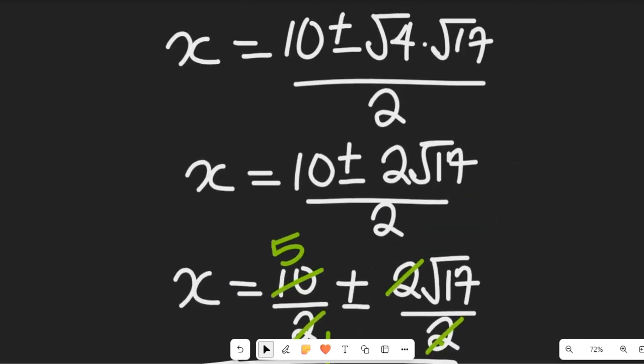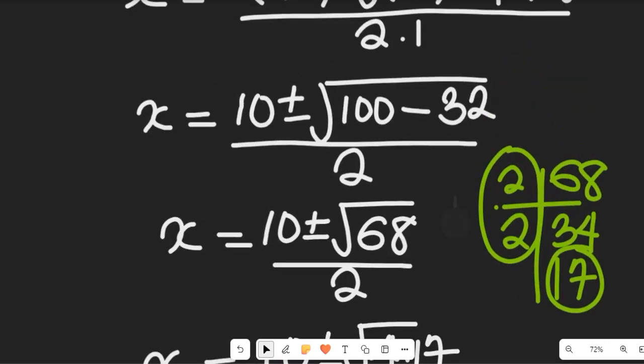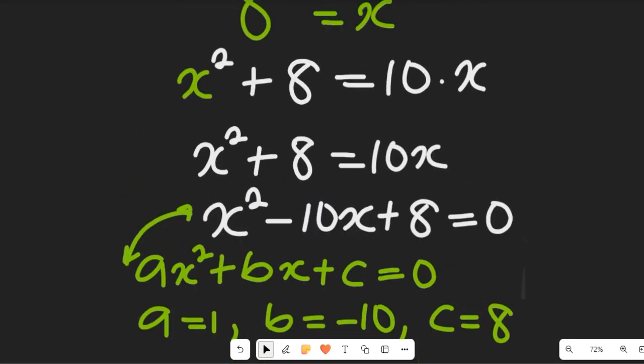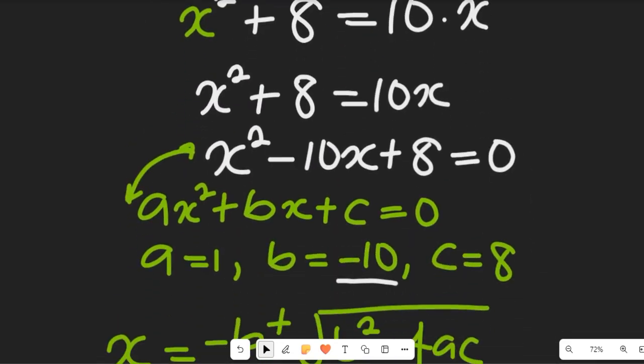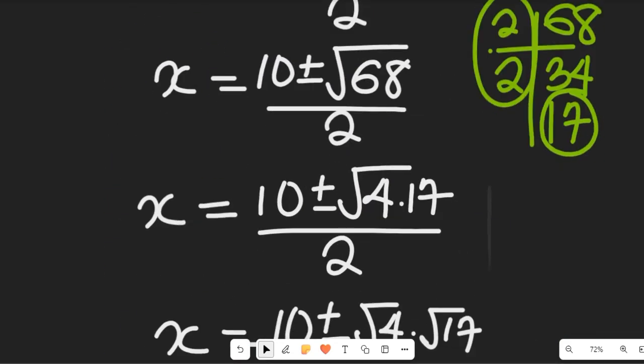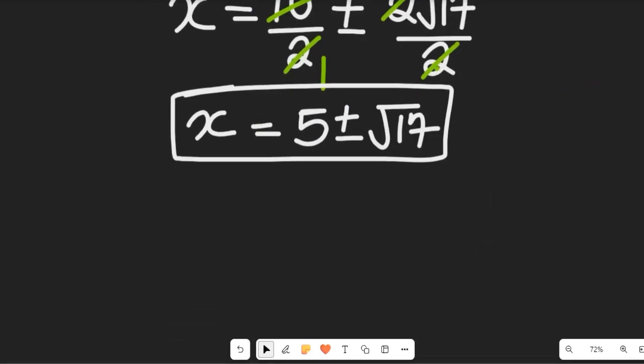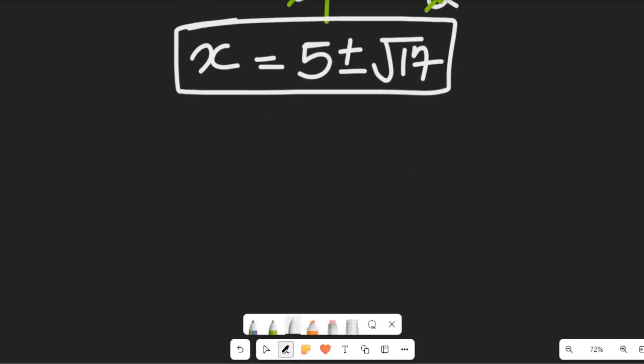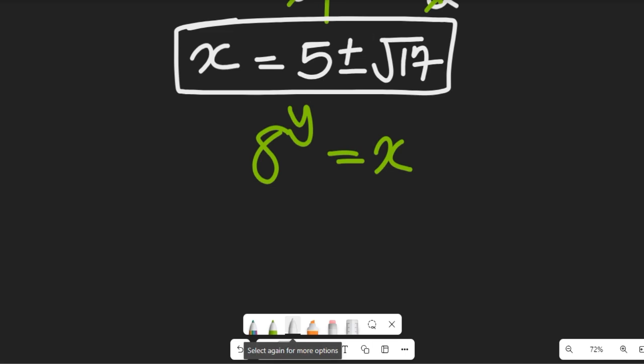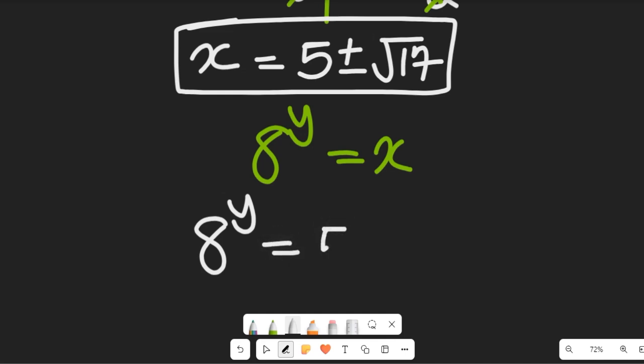Now, recall that from our initial expression, we made the value of 8 to the power of y to be equal to x. So we're going to simplify that. If 8 to the power of y is equal to x, from our initial expression, let's insert the value of x, and that will give us what? 8 to the power of y equal to 5 plus or minus square root of 17.